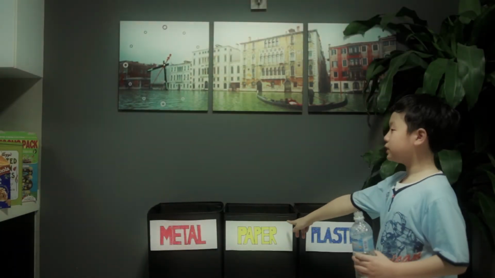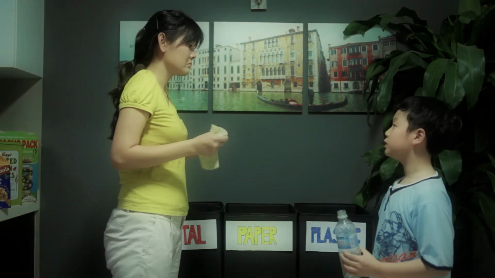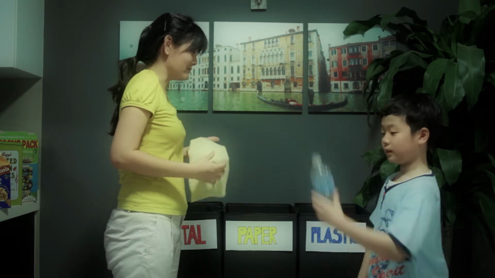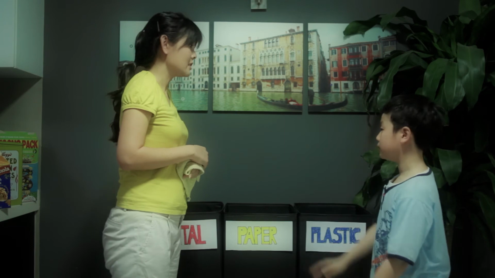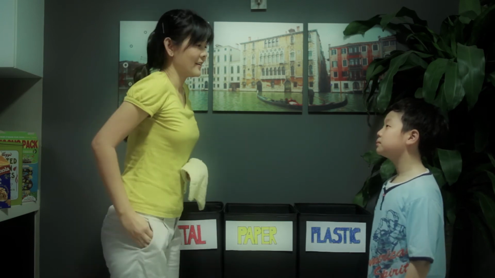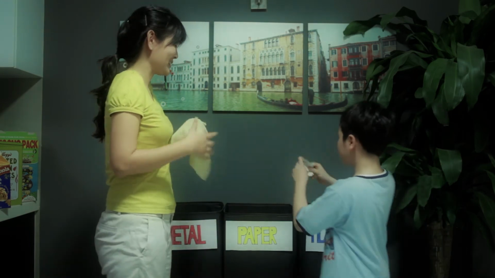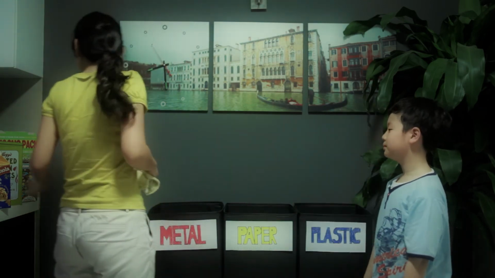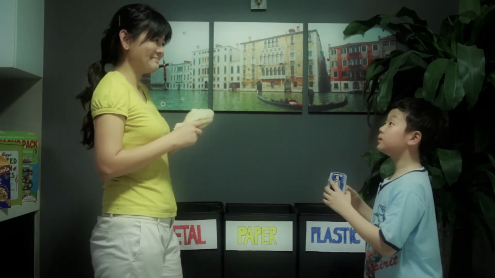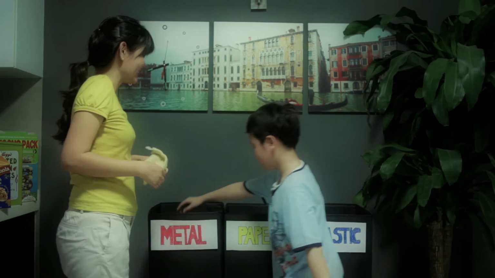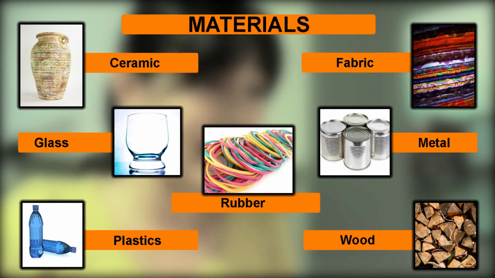Mom, look at these recycling bins. We can also classify things into different materials too. Good observation. This bottle is made of plastic. We can put it in this bin. That is correct. What about this ticket? It goes into the paper bin. What about this can? Metal. That is correct. There are other materials such as wood, ceramic, fabric, and glass.